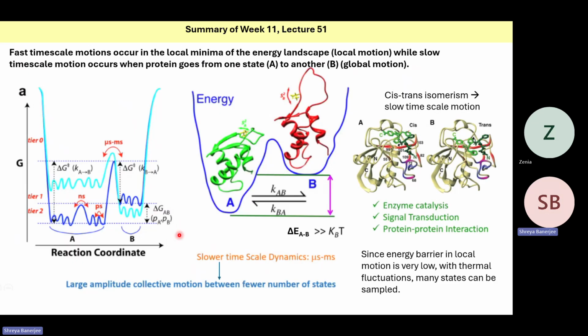And so within this particular state, you have a range of small energy fluctuations. This is where the local motions are occurring. So again, within this state, there are small energy fluctuations. This is where the local motions are occurring. Here the energy barrier is so high, but in the local motion, the energy barrier is so low. So just with thermal fluctuation, many of these states can be sampled. Whereas for global motion, you might need to provide energy to the system.